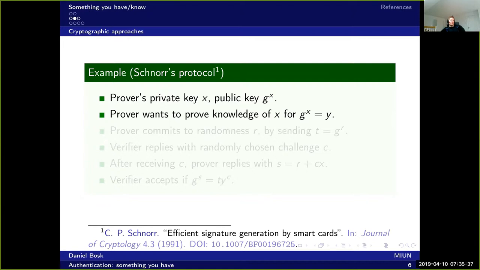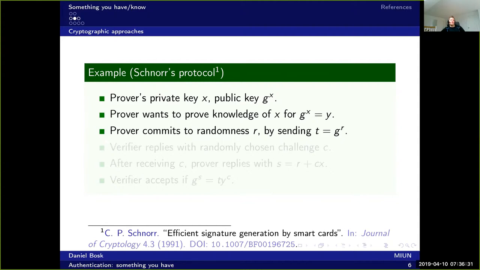So the Schnorr protocol works like this. The prover has a private key x, and a public key y = g^x, where g is a generator for some group. So we do this modulo within that group. The prover wants to prove knowledge of x for y, which is the public key g to the power of x. But the verifier doesn't know that y is g to the power of x, so it just wants to know that the prover knows a discrete logarithm for y, and the discrete logarithm is exactly x, so the private key.